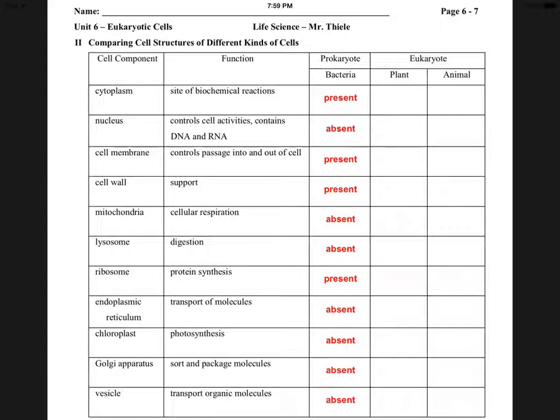The first eukaryote we'll look at are the plants. So we look at plants. They do have cytoplasm like all cells. They do have a nucleus. This is a defining characteristic of eukaryotic cells, of which plants are. They do have a cell membrane like all cells. Also, plant cells have a cell wall that is distinctive, and they do have mitochondria to perform cellular respiration.